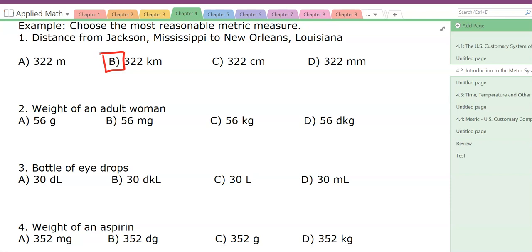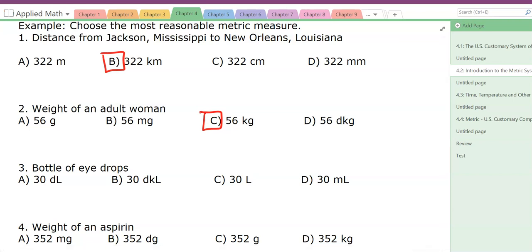Number 2, the weight of an adult woman. Grams, milligrams, kilograms, or decagrams. What do you guys think would be appropriate? C. Okay, kilograms. We talked about that being appropriate for weighing people.